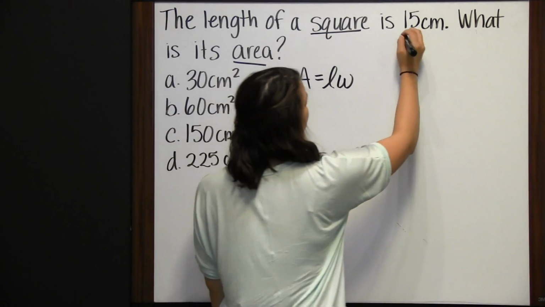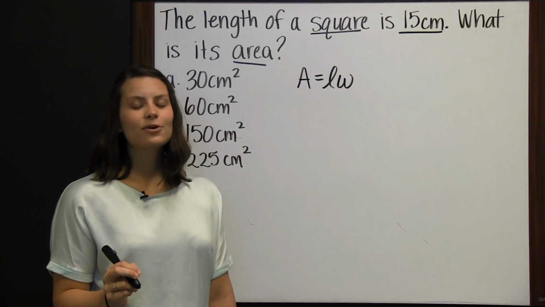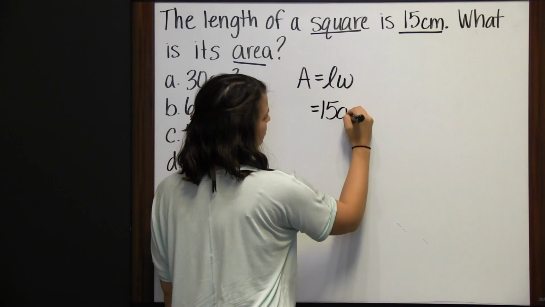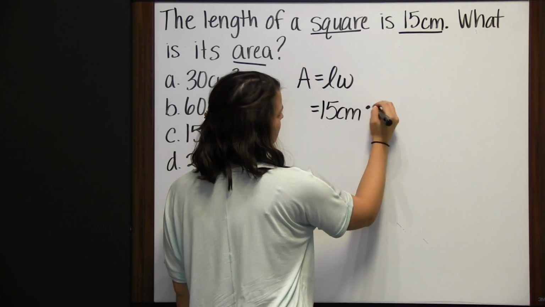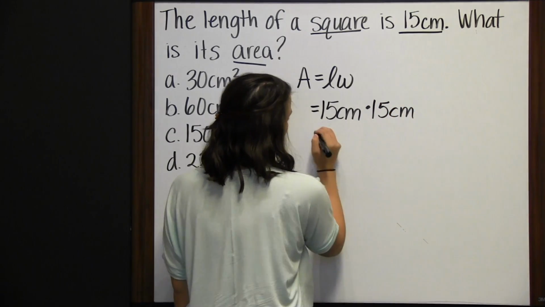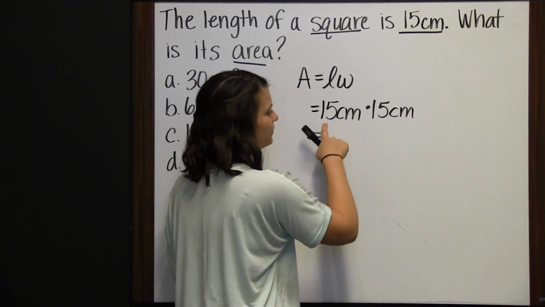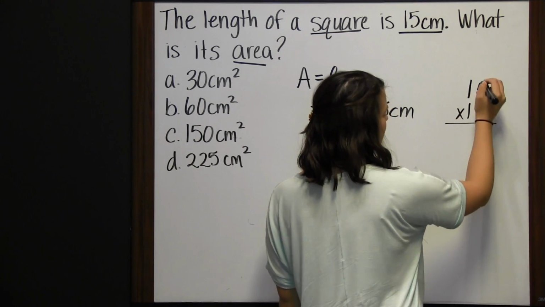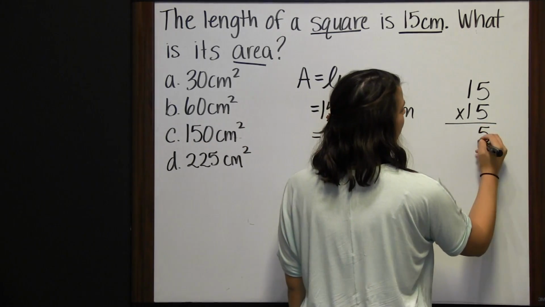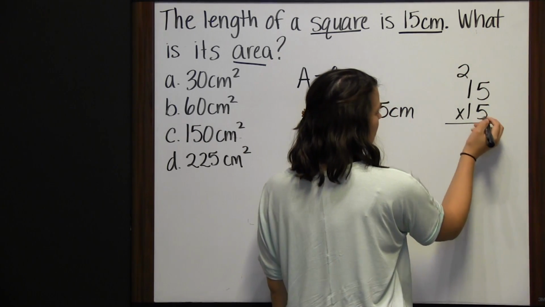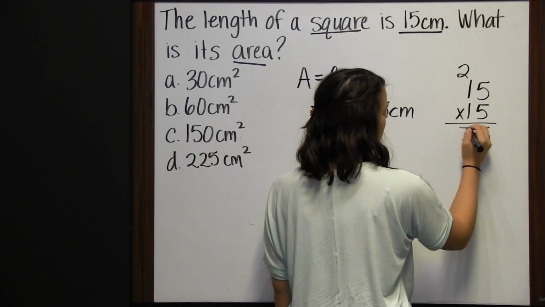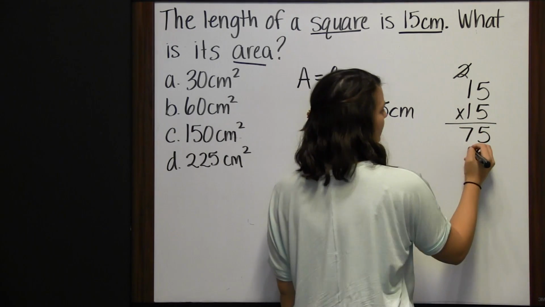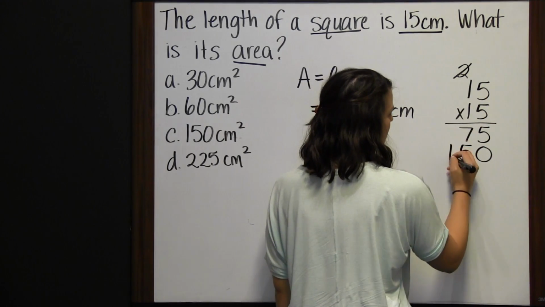So if we're told that the length is 15 centimeters, then that means the width is 15 centimeters as well. So we substitute 15 centimeters for the length and 15 centimeters for the width. So 15 times 15. We can multiply that out over here. 5 times 5 is 25. Write the 5, carry the 2. 5 times 1 is 5, plus 2 is 7. Put your 0 placeholder. 1 times 5 is 5, and 1 times 1 is 1.